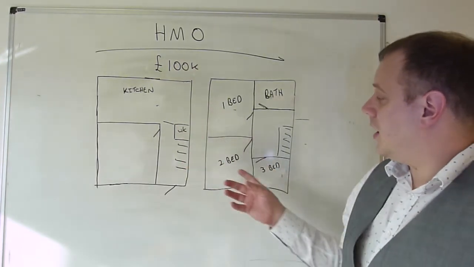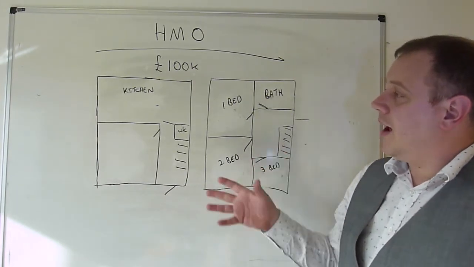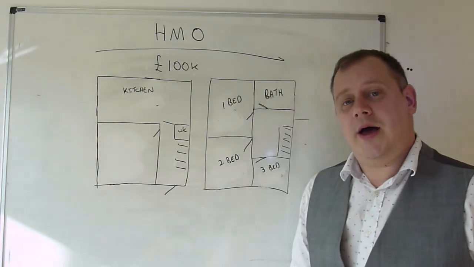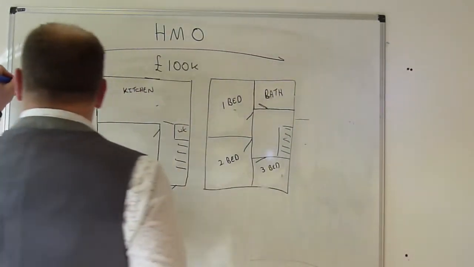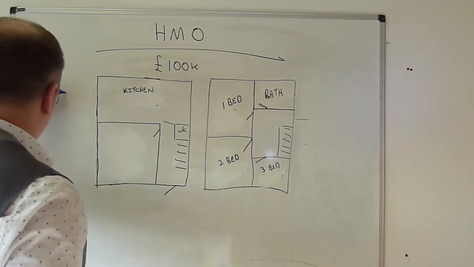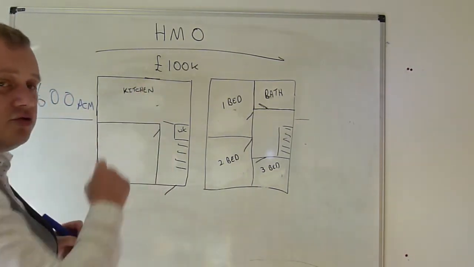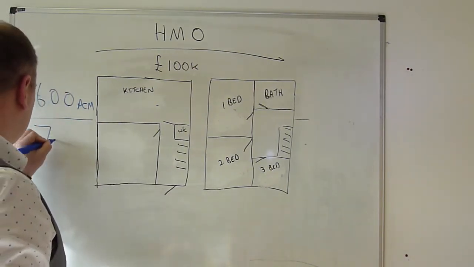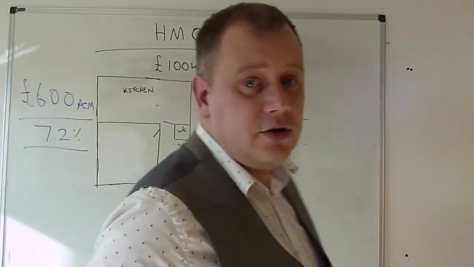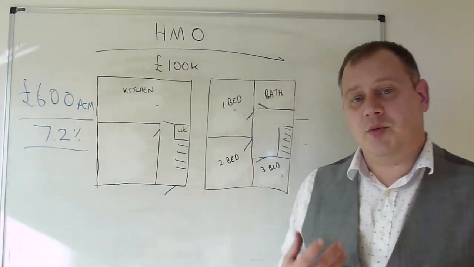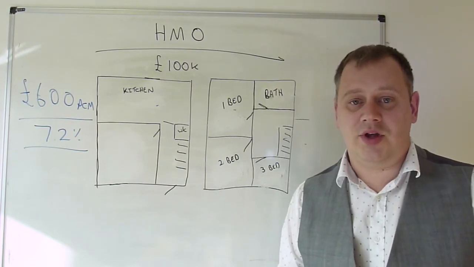So we have here a standard 3-bedroom house. Now, within the area that we are, you would expect to get around £600 per month rent on this property, which, based on £100,000, is a 7.2% yield. That's a good yield. We're quite happy with that. But with a HMO, we can triple that rental yield.